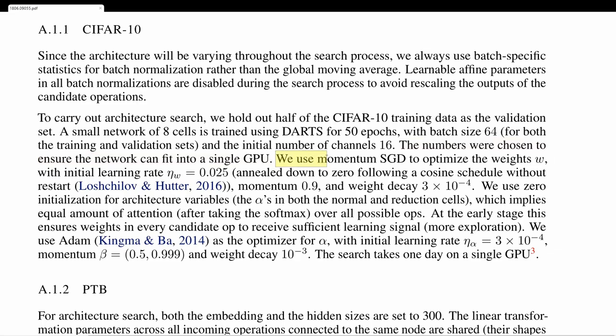We use momentum SGD to optimize the weights w with the initial learning rate of 0.025, annealed down to 0 following a cosine schedule without restart, momentum 0.9, and a weight decay of 3 times 10 to the minus 4. We use zero initialization for the architecture variables, the alphas in both the normal and reduction cells, which implies equal amounts of attention after taking the softmax over all possible ops. At the early stage, this ensures weights in every candidate op receive sufficient learning signal, more exploration. We use Adam as the optimizer for alpha with initial learning rate of 3 times 10 to the minus 4, momentum beta equals 0.5, 0.999, and weight decay of 10 to the minus 3. The search takes 1 day on a single GPU.